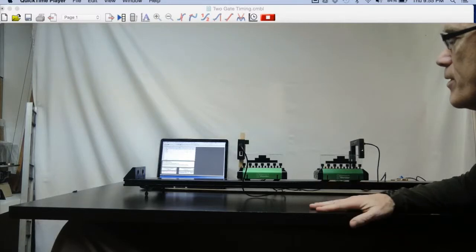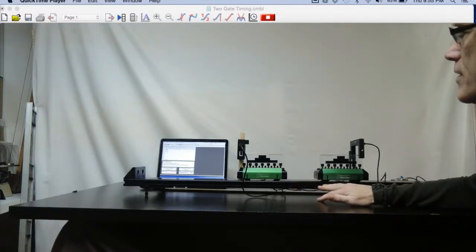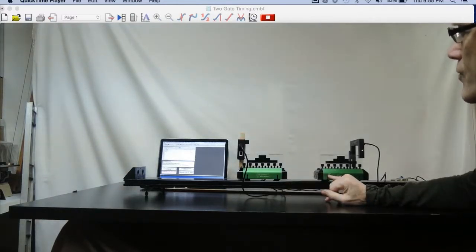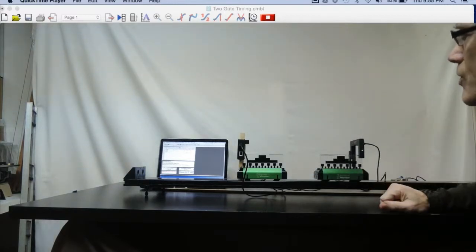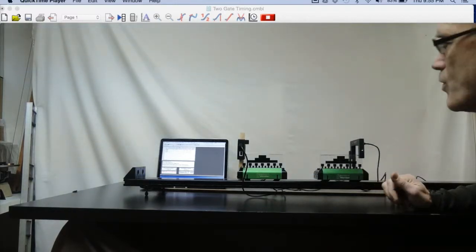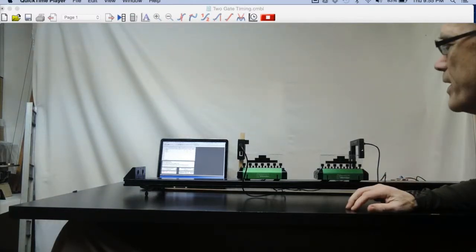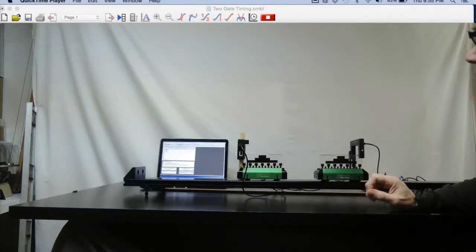So for this lab, you'll need a dynamics track, get it nice and level, 2 photo gates, 2 cards. Each card needs to have a flag of some sort on it. You can make one out of cardboard and tape it on. This happens to be one that Pasco makes, and I've adapted for Vernier cards.